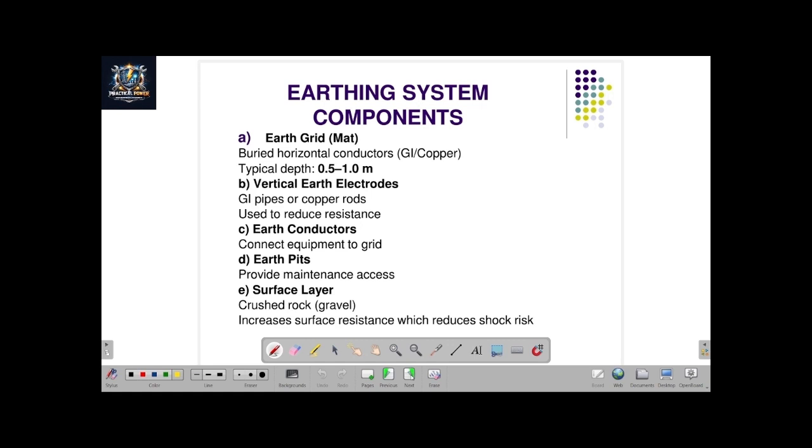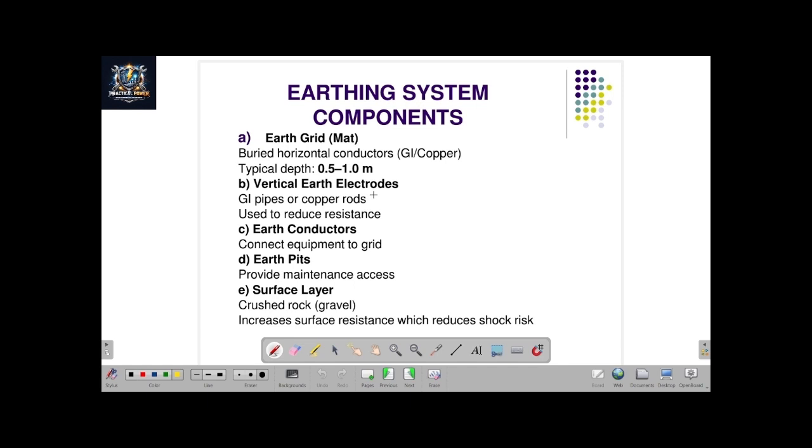So what are the earthing system components? The earthing system components are the earth grid mat, buried horizontal conductors, and vertical conductors. Vertical conductors are the electrodes. Earth conductors connect equipment to the grid.